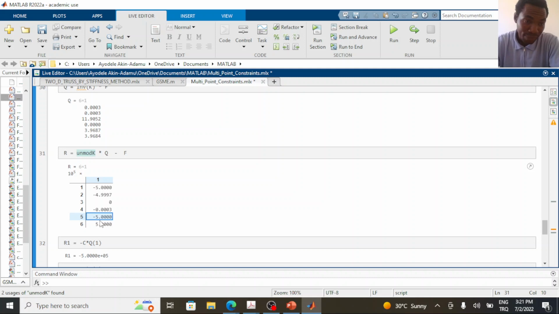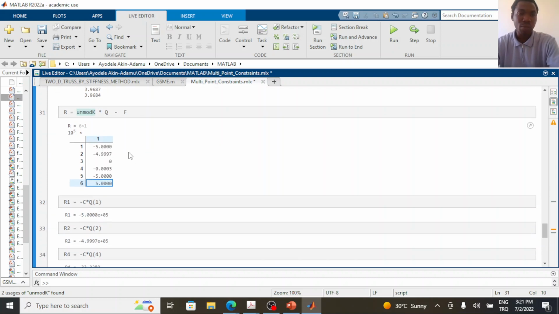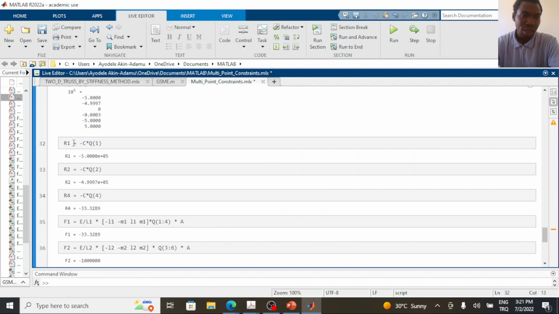The reaction component at 5 and 6. This is the reaction component in the x direction, minus 500 newton. The reaction component in the y direction, 6, also 500 kilonewton. So this is how all the reaction components at the nodes can be calculated at once. Say you don't want to use this formula, we can also use this formula. I've explained this formula in my previous video. To get the reaction, you multiply minus C by the displacement quantity.